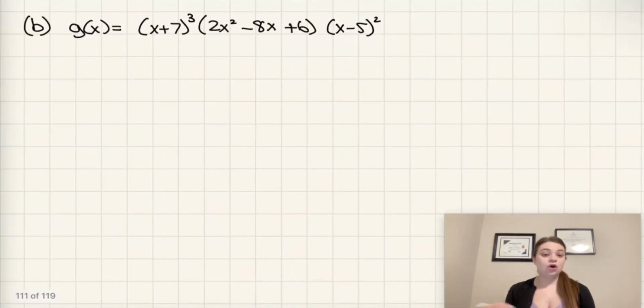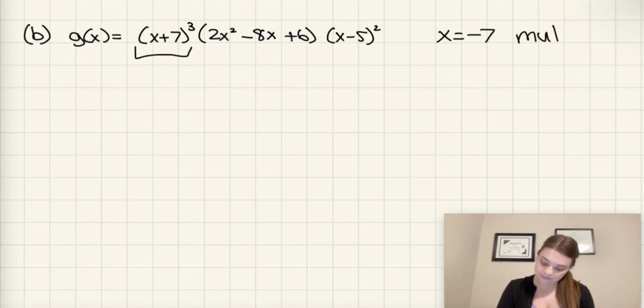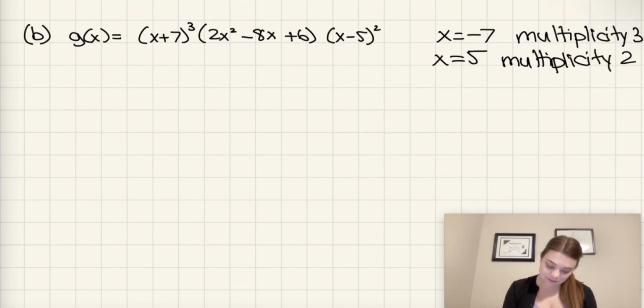So for the next one, already we can tell that we have a root of x equals negative 7 with at least multiplicity of 3 as far as we can tell. If it turns out to be more later, we can switch it later. Then over here, we have a root of x equals 5 with multiplicity at least 2, so we'll put 2 for now. And then we have this quadratic in the middle here.